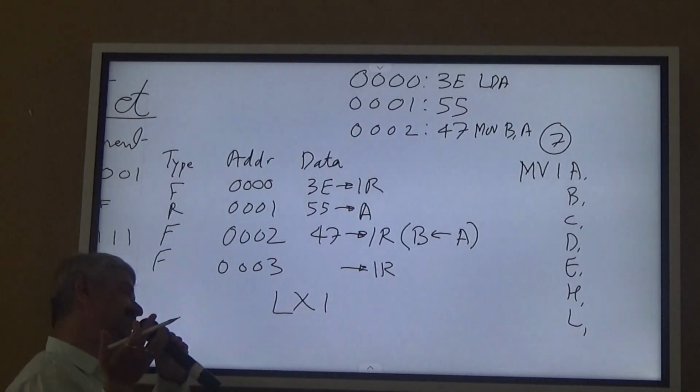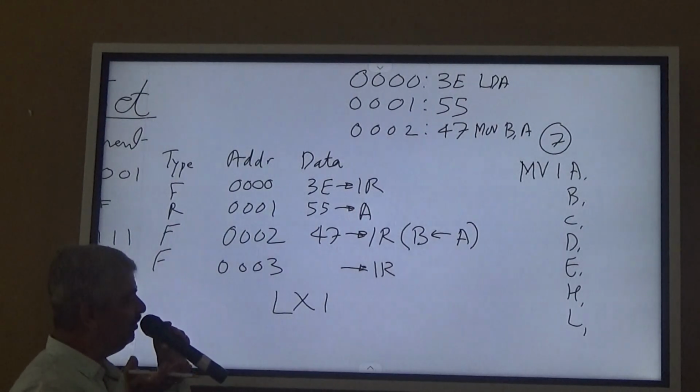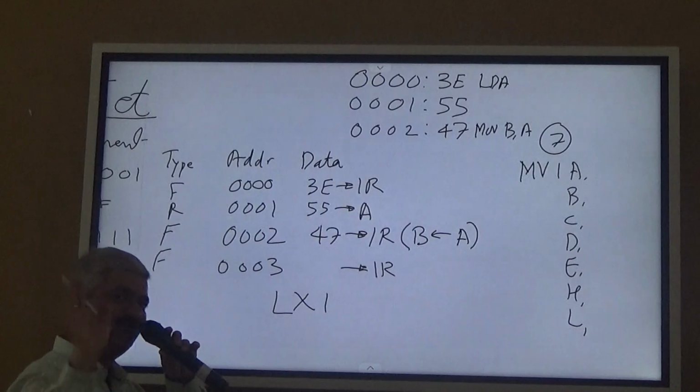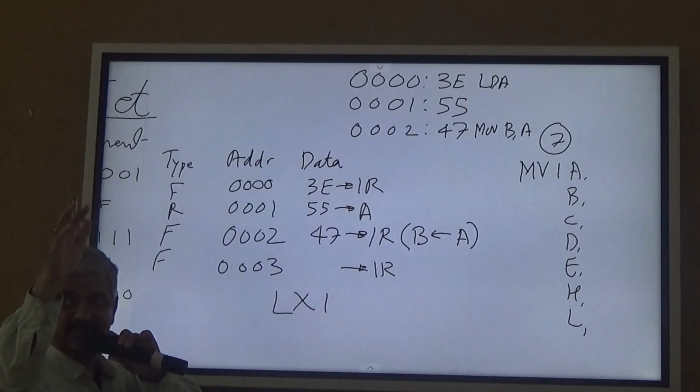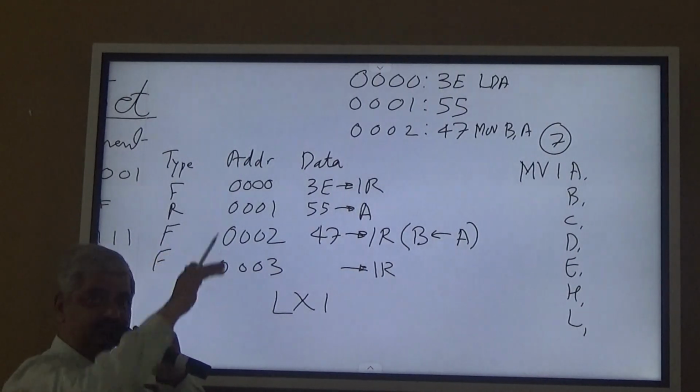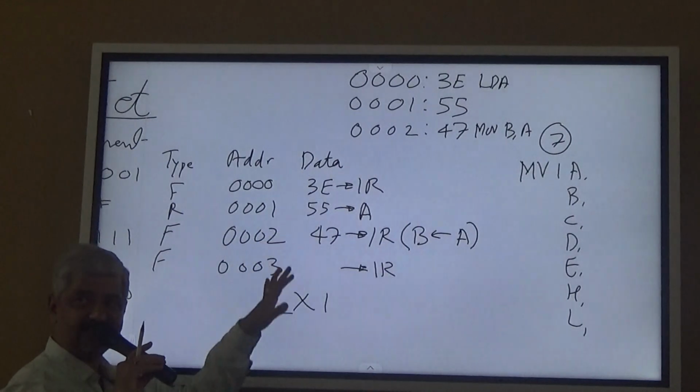Then why L? For move immediate, MVI is right. Then LXI, somehow they gave the mnemonics. Like that the assembly language designer has done it.